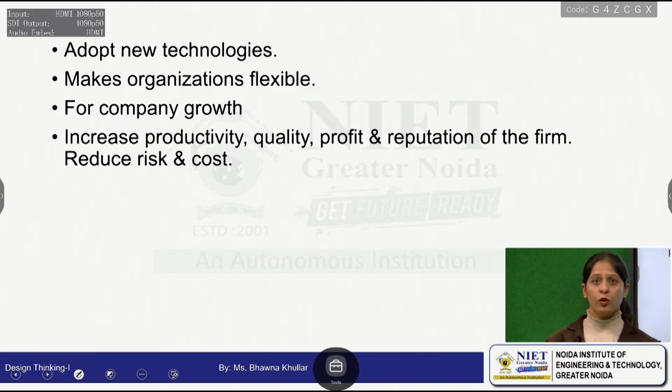For company growth, innovation is very necessary. Increase productivity, quality, profit and reputation of the company, reduce risk and cost. If the production is good, then it is also good for employees, and it reduces risk and cost.